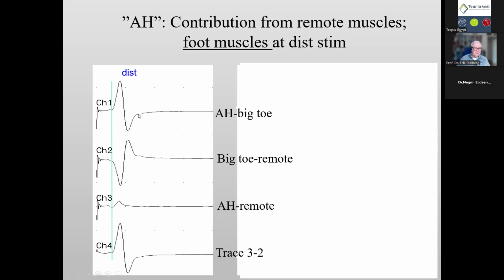So the big signal that we record from the abductor hallucis minus the big toe, that is mostly not from the abductor hallucis. The main thing is coming from the foot muscles. And you have all the small foot muscles in the sole of the foot are tibial innervated. So this is a significant artifact, but we have to live with it. And since it is tibial nerve, it is still a greeting from the tibial nerve.